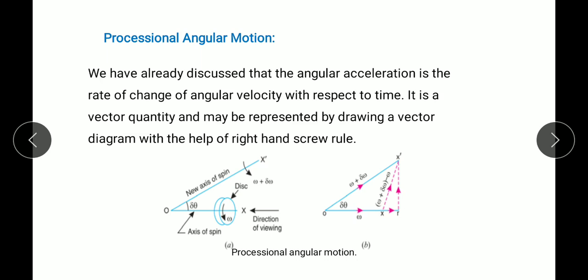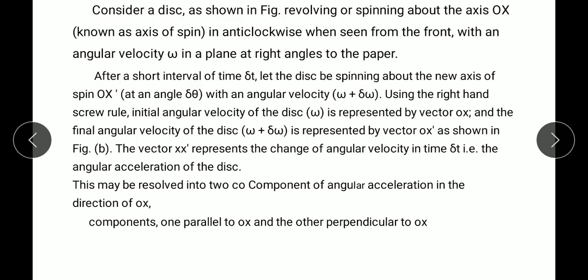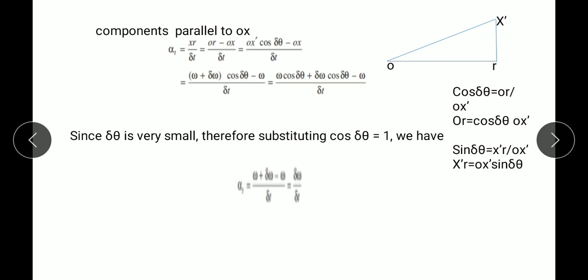So here xr can be written as OR minus OX. So OR minus OX equal to xr. So alpha t equals OR minus OX by delta t. Here we will get the OR value from this triangle. Take cos delta theta. Cos theta equals adjacent side by hypotenuse. Here the adjacent side is OR and the hypotenuse is OX dash.